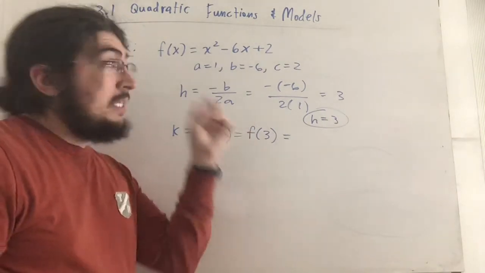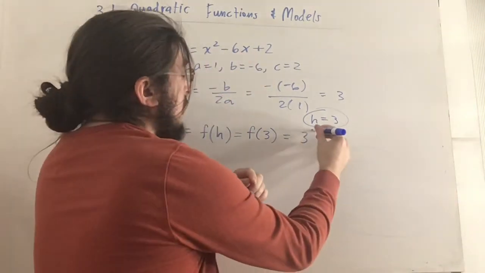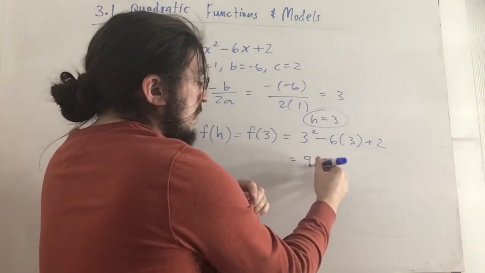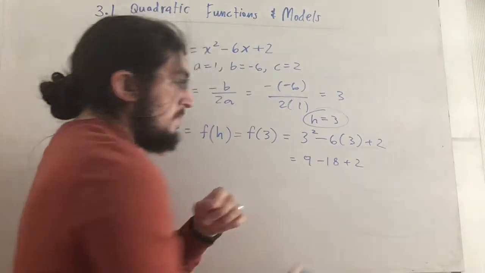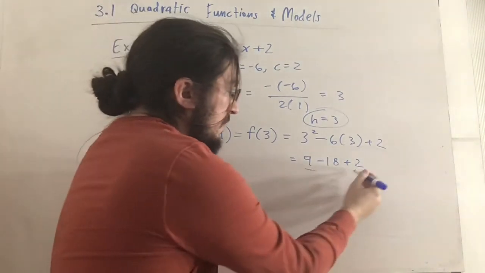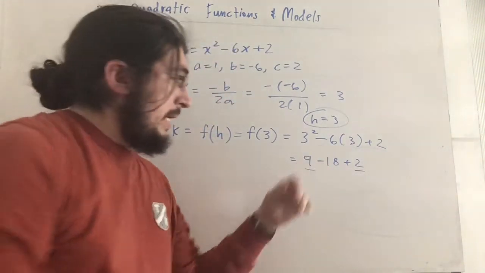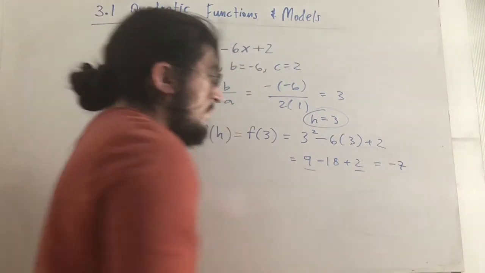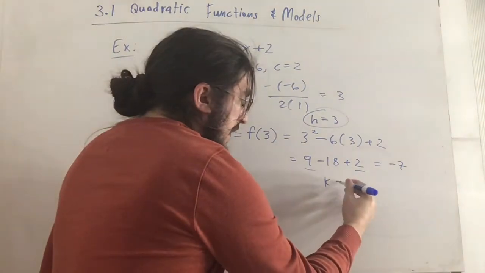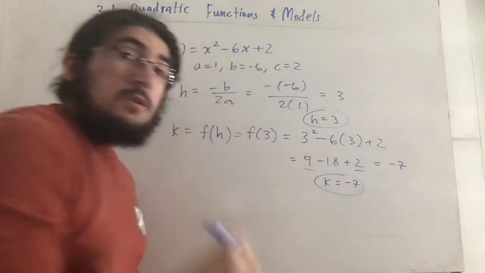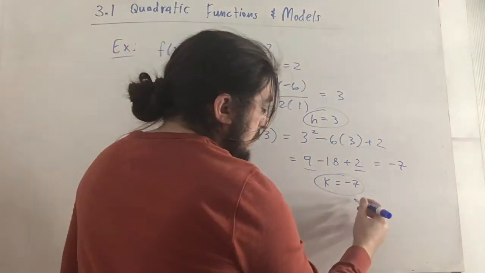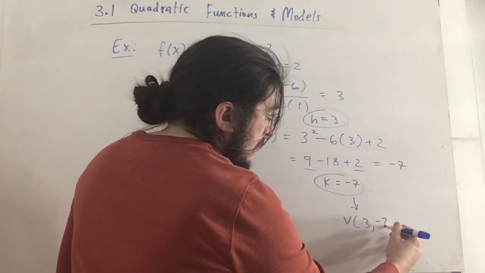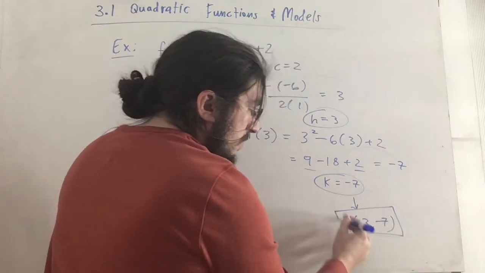So plugging in 3 into this expression, we get 3 squared minus 6 times 3 plus 2. So that's 9 minus 18 plus 2. If you do the positives first, 9 plus 2 is 11, and 11 minus 18 is negative 7. So I'm getting negative 7. So altogether here, k is negative 7. So the vertex actually is then the point h, k, so 3, negative 7 for the vertex.